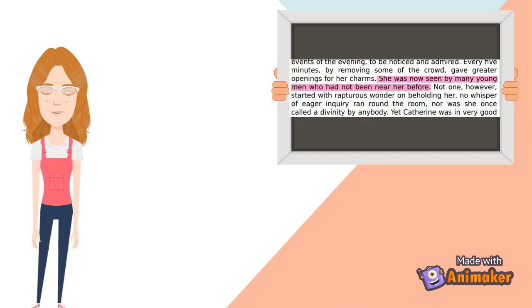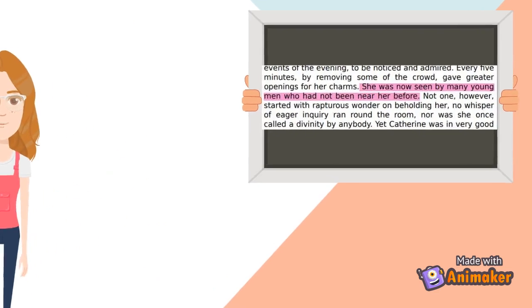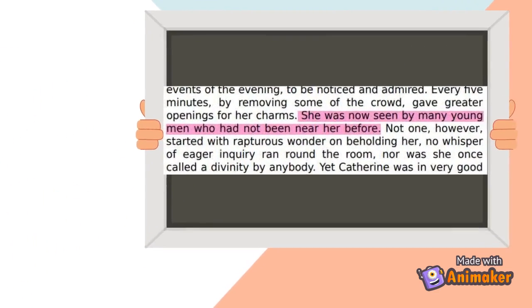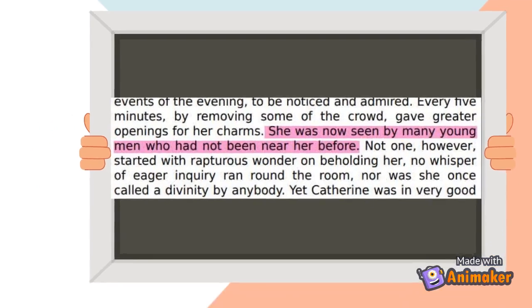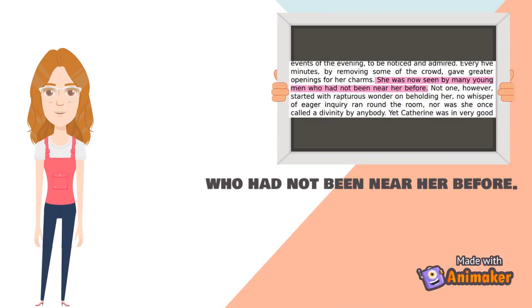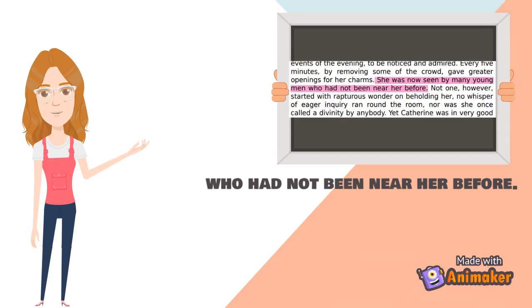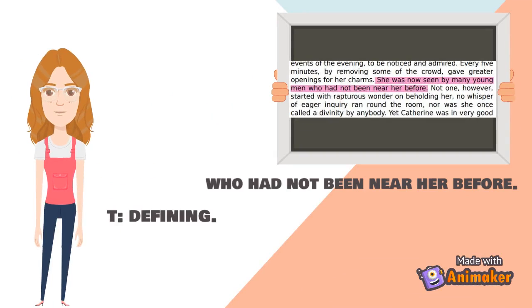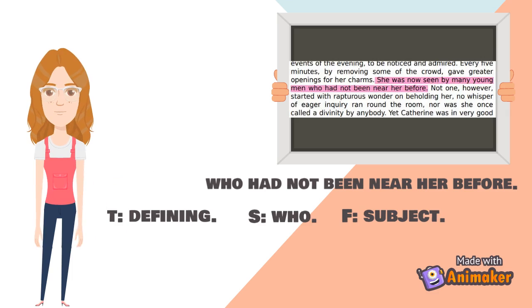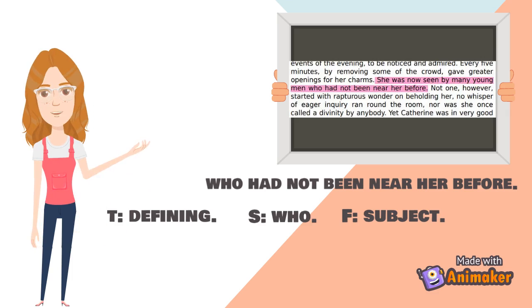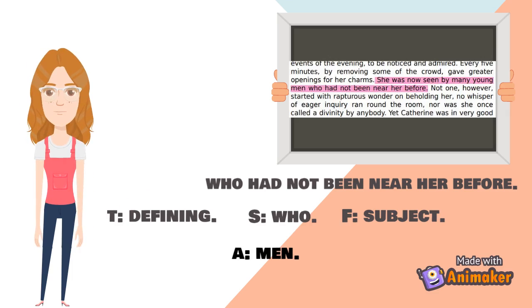The first one says, "She was now seen by many young men who had not been near her before." In this case, our dependent clause is who had not been near her before. The type of this clause is defining. We have essential information about the situation. We don't have commas. The subordinator and the function is who. The function is subject. And our antecedent is men, a common noun.